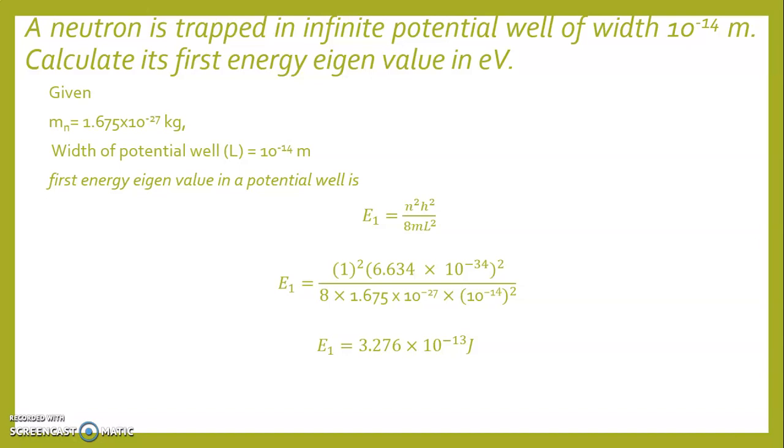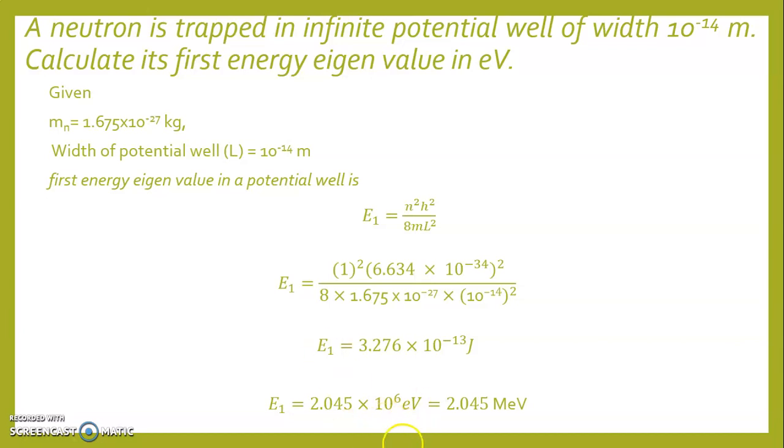In most cases we are going to find energy in terms of electron volt, so convert this energy in joule, 3.276 into 10 raised to minus 13, into electron volt by dividing this term by 1.6 into 10 raised to minus 19. So you will get the answer, E1 is equal to 2.045 into 10 raised to 6 electron volt.